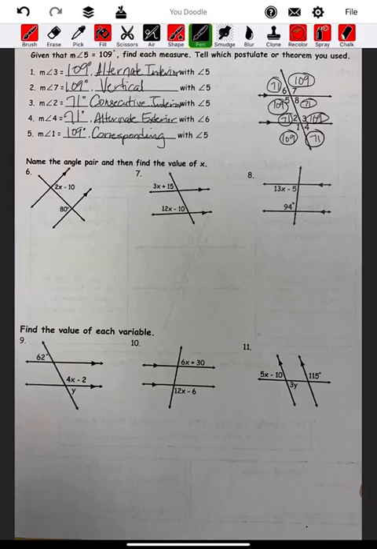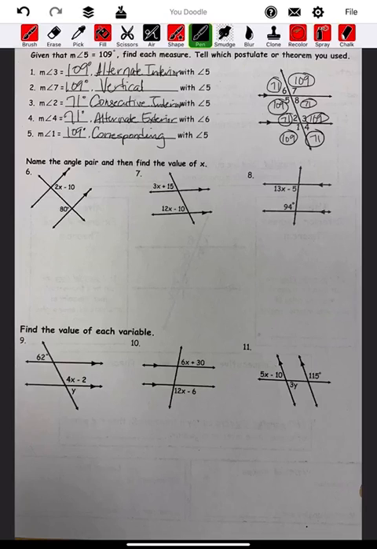Okay, so that's how you should fill out those. And the practice problems you'll have later on, you'll do the same thing. So if you need to, feel free to take a screenshot of this and use it to help you fill out the practice problems. All right, so the next kind of problem you may see says, name the angle pair and then find the value of x.